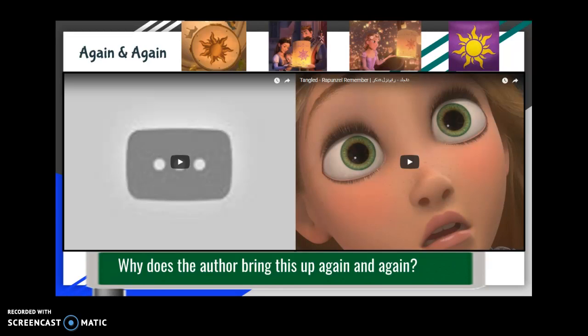Here's what I want you to do. Number 1, write down what you notice that keeps showing up again and again. What does Rapunzel notice that keeps showing up again and again? And then lastly, answer this question down here in the green section. Why do you think the author keeps bringing this up again and again? And let's see if you get it right. I'm going to go ahead and pause this video, and you can play the video link in your own slideshow now.